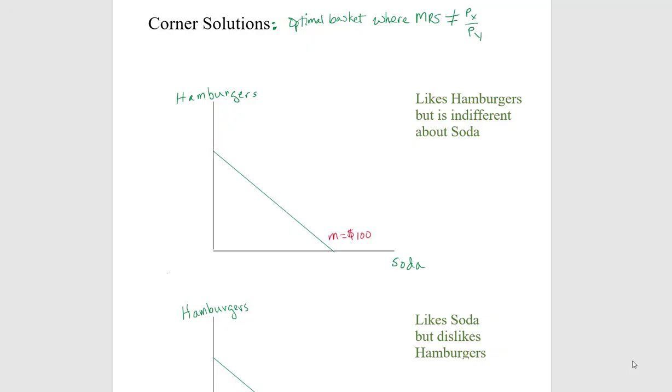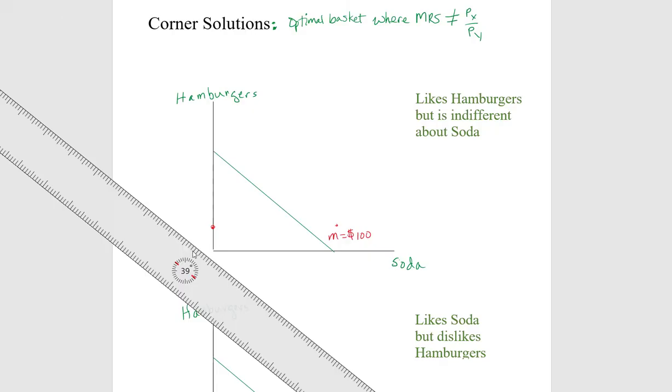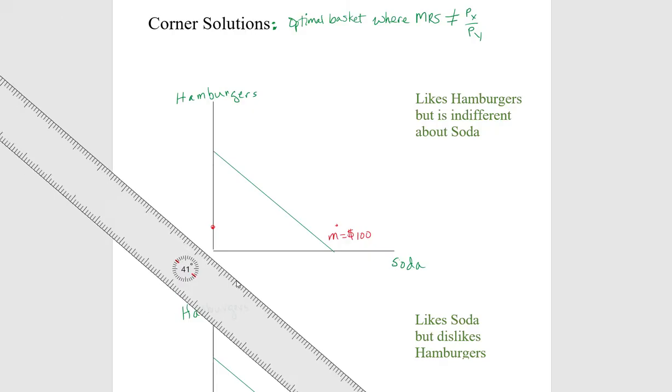The person likes hamburgers, but is indifferent about soda. This would mean that at some amount of hamburgers, the person would get a particular amount of utility. But if they're indifferent about soda, we could give them no soda or lots of soda at that amount of hamburgers, and they would maintain an equal amount of happiness. This then indicates that we have horizontal indifference curves.